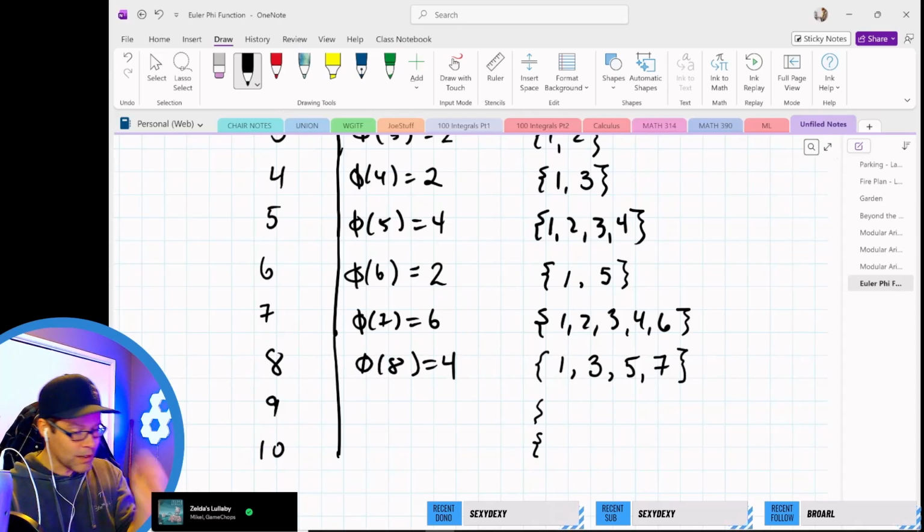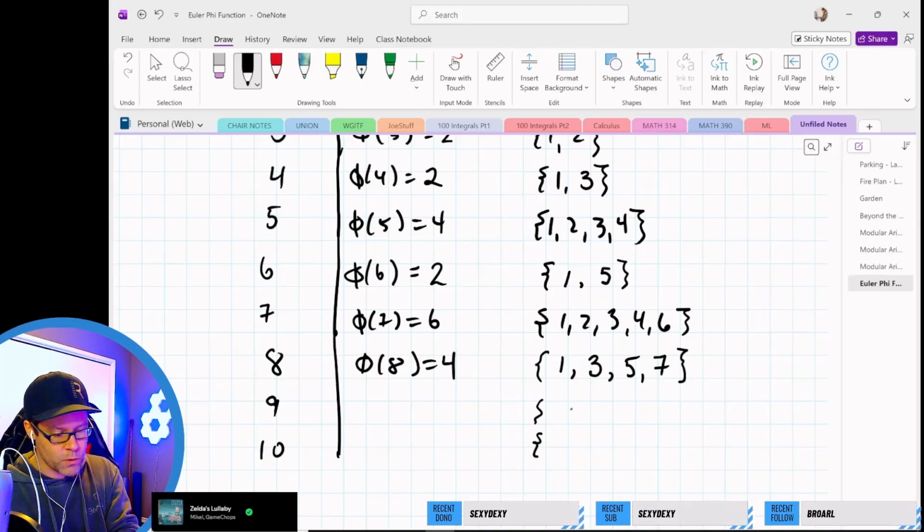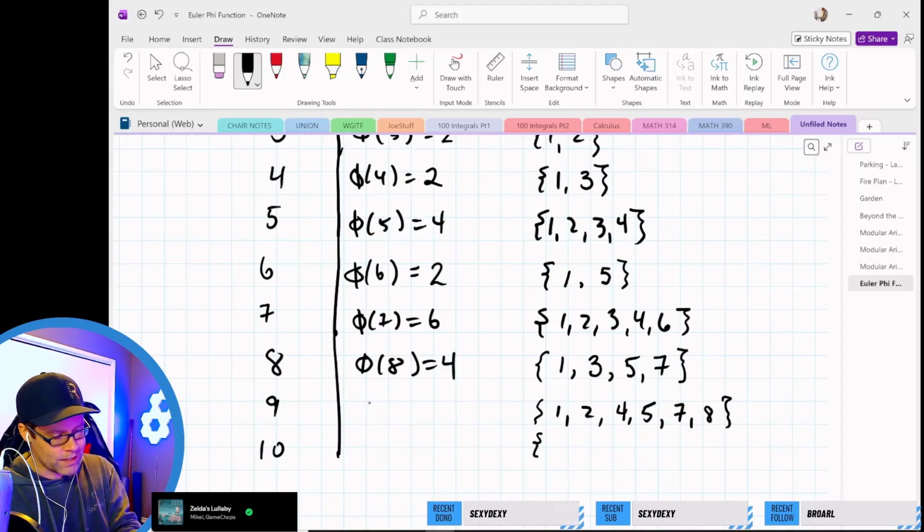And let's finish up our last two. 9 is a perfect square. It's 3 times 3, so 1, 2. We cannot include 3, but we can include 4, 5. We cannot include 6, but 7 and 8 should be okay. So that gives us 6.